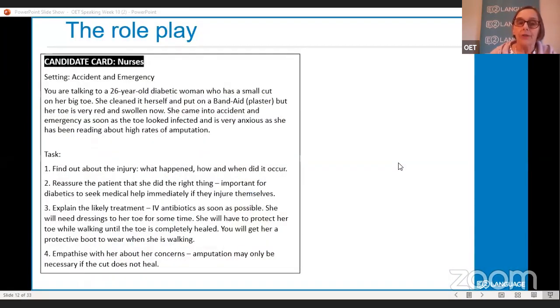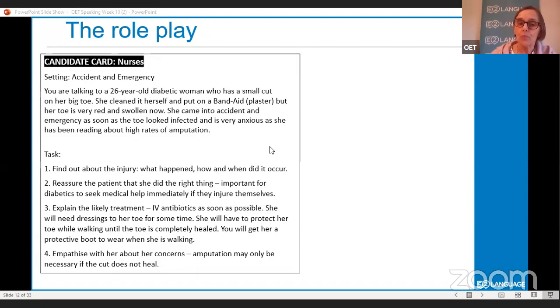So today, our role play card is for nurses, but everybody do not run away. It's just that we take it in turns, don't we? One week doctors, one week nurses. But it's just a different situation. The system is the same in a way. So here we're in the accident and emergency.